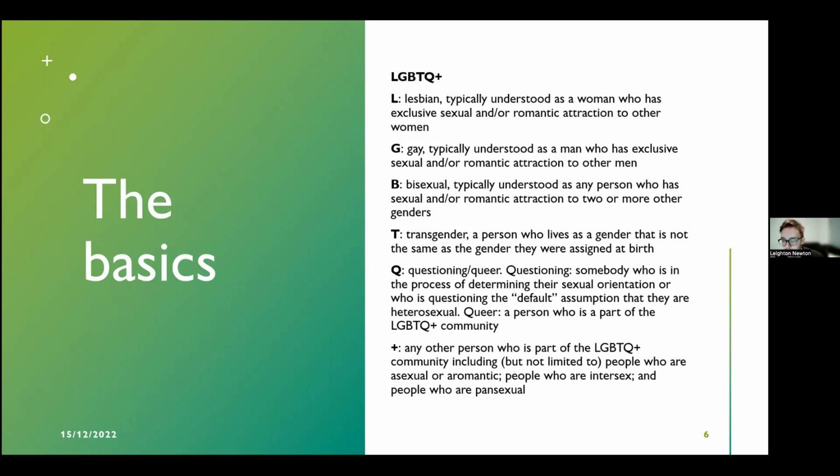And then we've got the plus. So the plus is pretty much any other person that is part of the LGBT plus community. The initialism could go on for quite a while, but there are so many different types of people in our community that adding the plus helps to encapsulate everyone all together. It includes people who are asexual, aromantic, intersex, pansexual, and more.